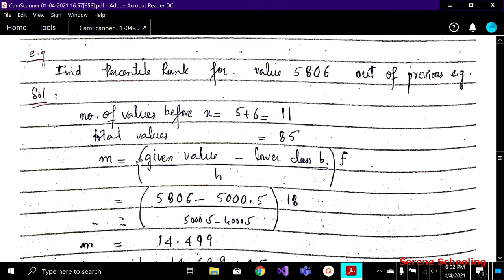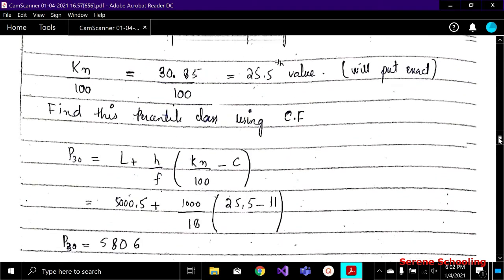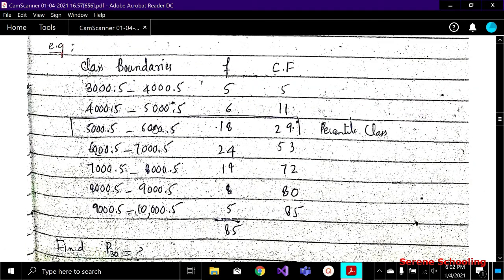In m, we need the given value, which is 5806, minus the lower class boundary. What is our lower class boundary? First we have to see in which class we are going to find this lower class boundary. For this you have to see in which class this given value falls. Of that particular class you have to take the lower class boundary. So let me see where the 5806 falls. Here you can see 5806 falls in between this range, right? So only of this class I can use the lower class boundary.